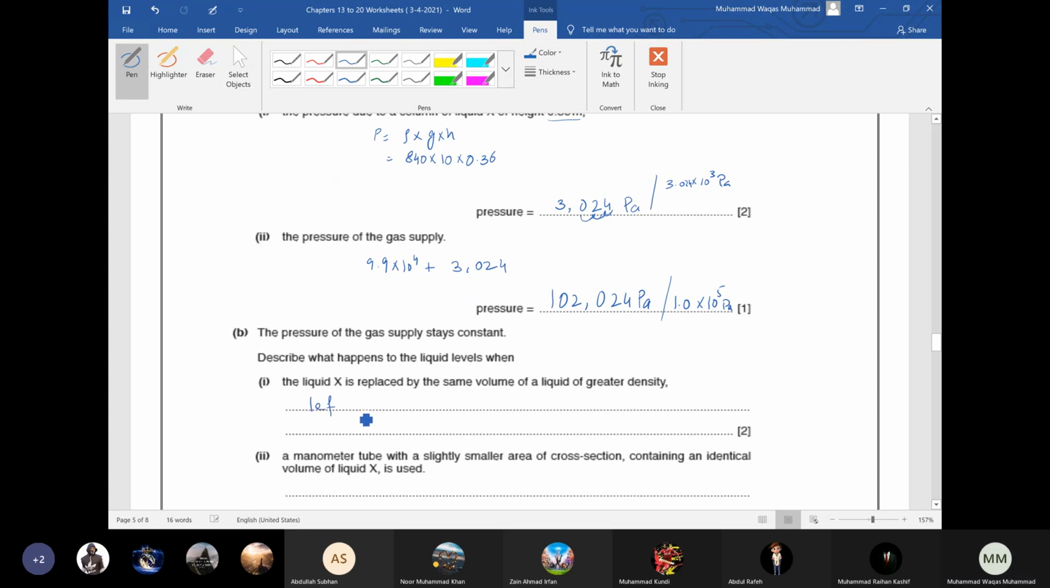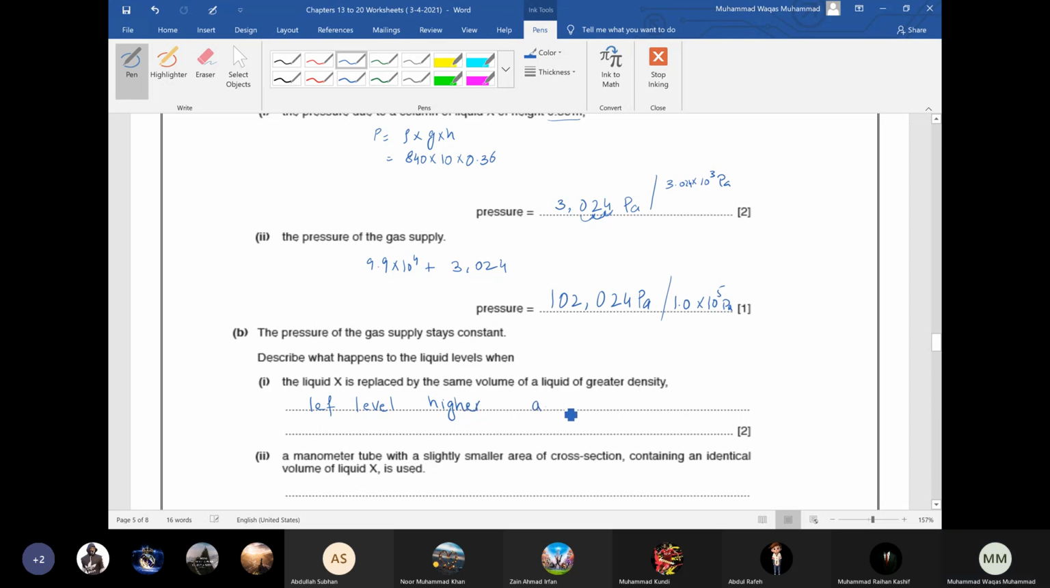Left level. Will go up. Yes, left level goes up or higher.